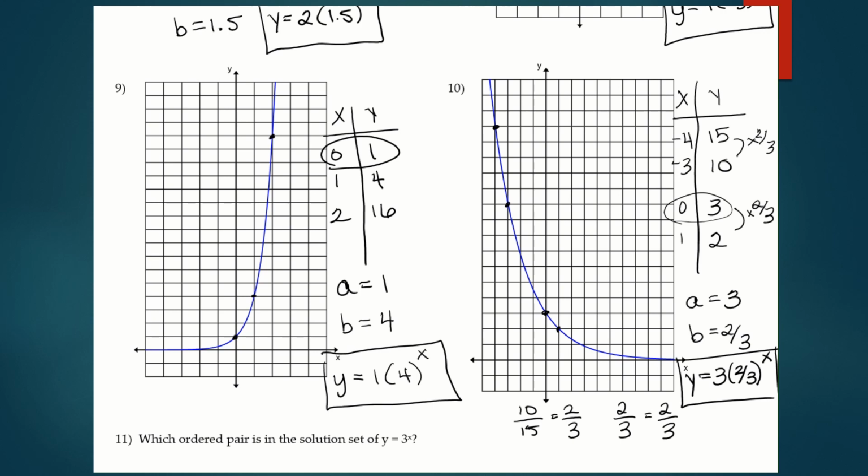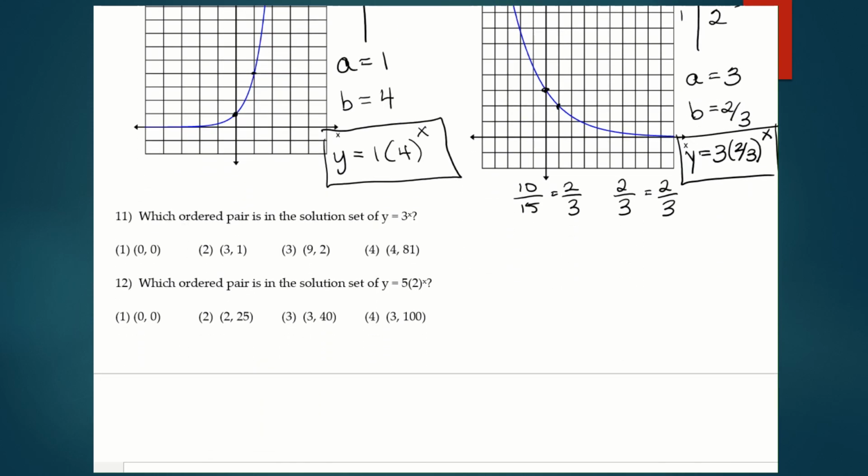All right, so taking a look at number 11. Now these you can either do by hand or you can use your calculator. Calculators are just so beautiful. So which ordered pair is in the solution set of y equals 3 to the power of x? So if you want, you can actually plug this right into your calculator and you can take a look at your table of values and pick out which point listed here is actually in your table of values. So if you want, go ahead and take a second and do that. You're also more than welcome to do all of this by hand.